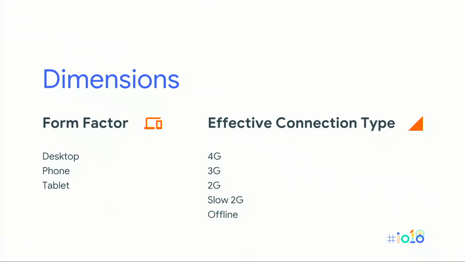It also includes useful dimensions for slicing the data, like the form factor of the user's device: desktop, phone, tablet, and the effective connection type in mobile terms: 4G, 3G, 2G, and even offline. This reports the effective speed, not the advertised network. For example, a user on slow Wi-Fi would be considered 2G.